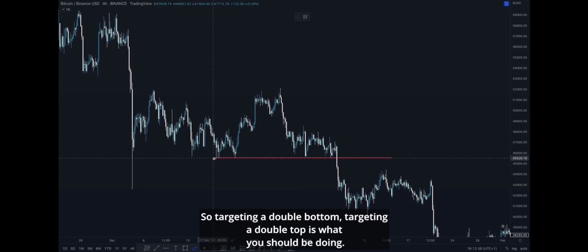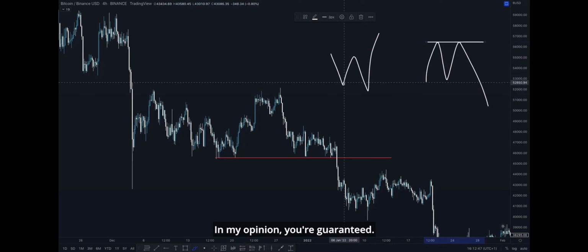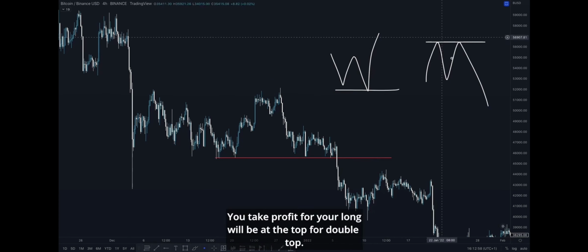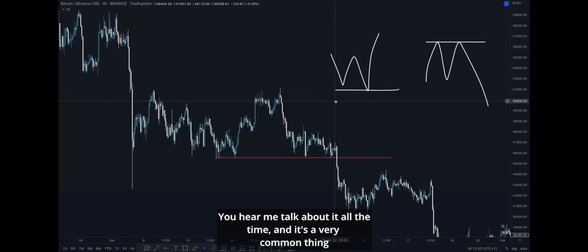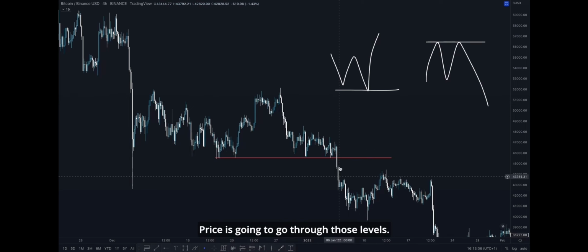All right, so targeting a double bottom, targeting a double top is what you should be doing, in my opinion. You're guaranteed your take profit for your short will be at the bottom of a double bottom. Your take profit for your long will be at the top of a double top. You hear me talk about it all the time, sweeping the highs, sweeping the lows, because that's where liquidity is. Price is going to go through those levels.